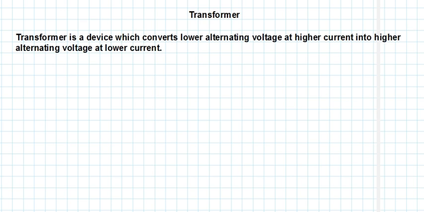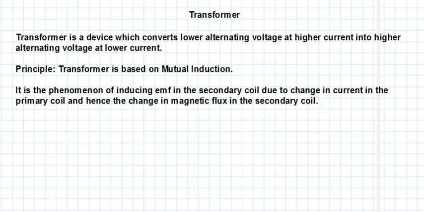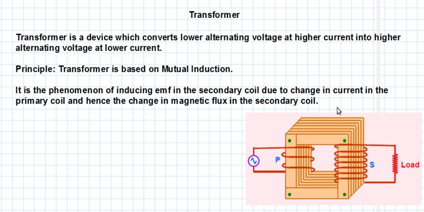Then what is the principle of this transformer? Transformer is based on the principle of mutual induction. We have already learned what is induction, what is mutual induction. Mutual induction is the phenomenon of inducing EMF in the secondary coil due to the change in current in the primary coil, and hence the change in magnetic flux in the secondary coil.